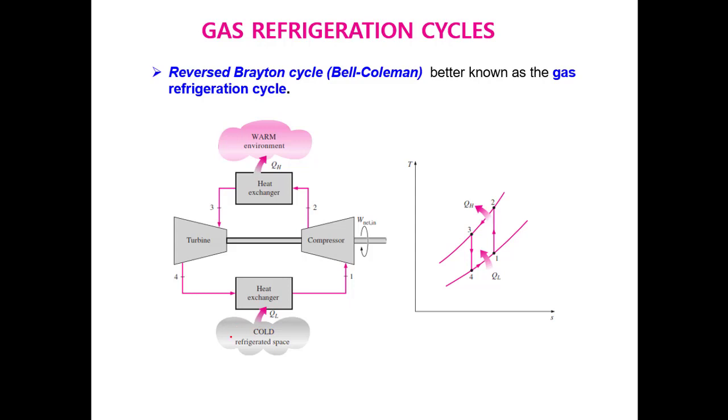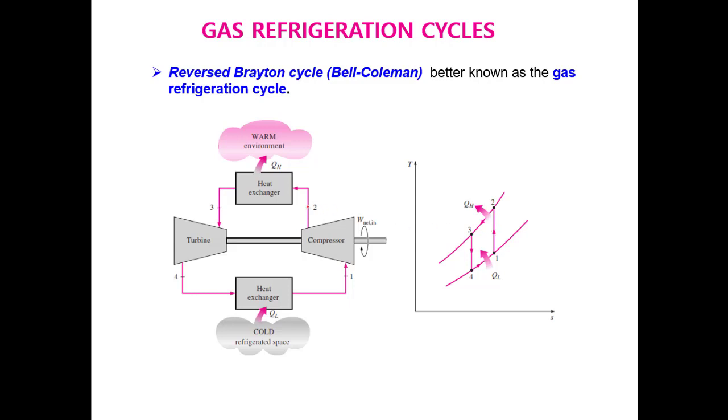That heat could be from the passenger, from the food, from the equipment, from anything inside the aircraft. So now we can convert that on a TS diagram. For example, 1 to 2 is a compression process. We can say that's an isentropic compression.